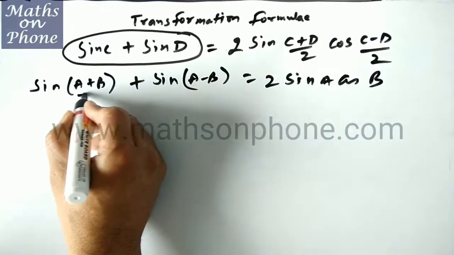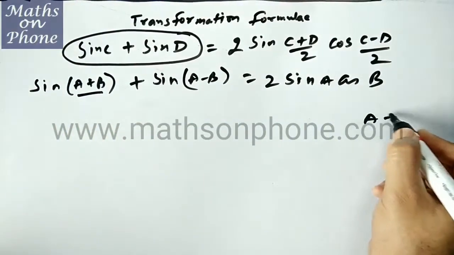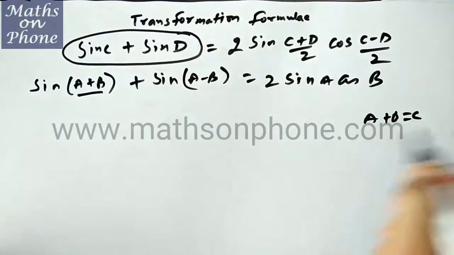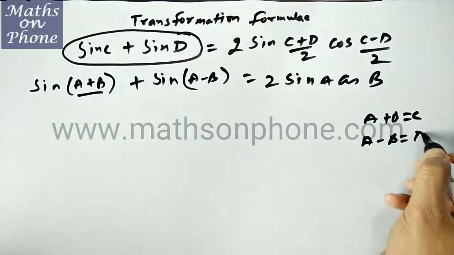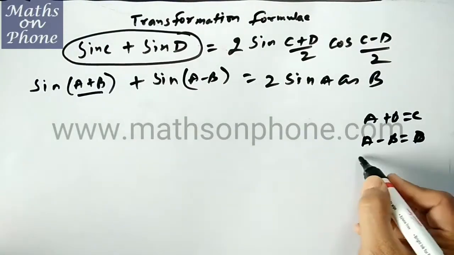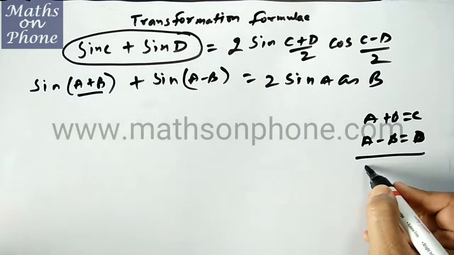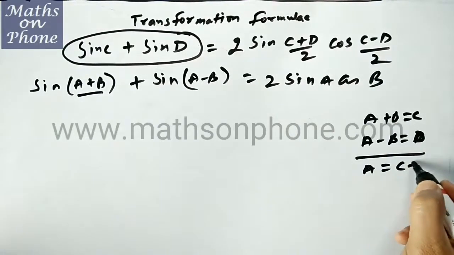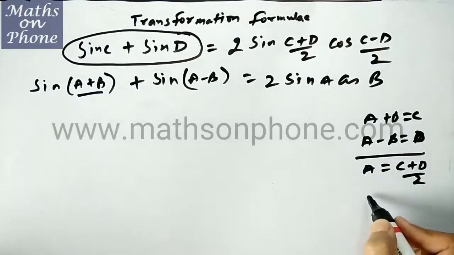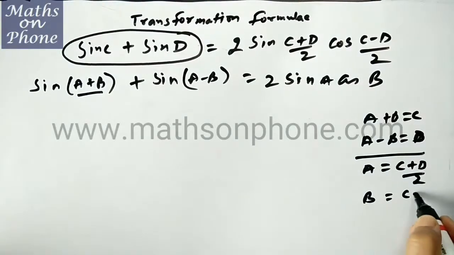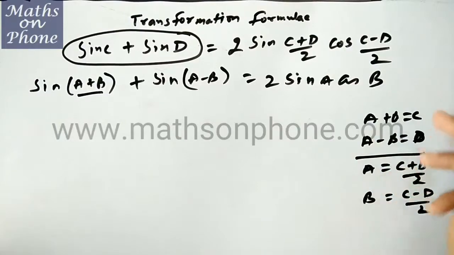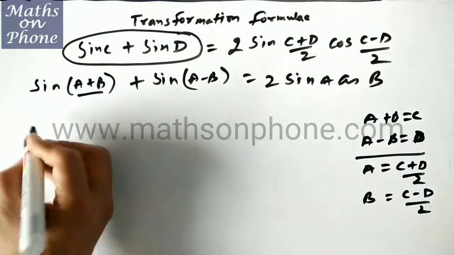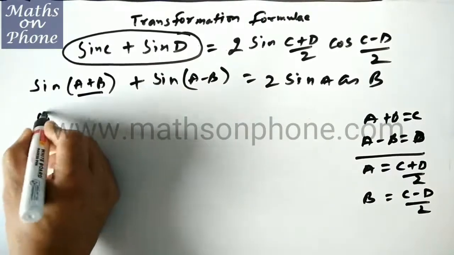Now we have to derive this formula, from where it is coming out. If I just take A plus B as C and A minus B as D, then solving them simultaneously, we are getting A equal to (C plus D)/2 and B equal to (C minus D)/2. You just add it up, B cancels out, 2A is equal to C plus D, so A is equal to (C plus D)/2.